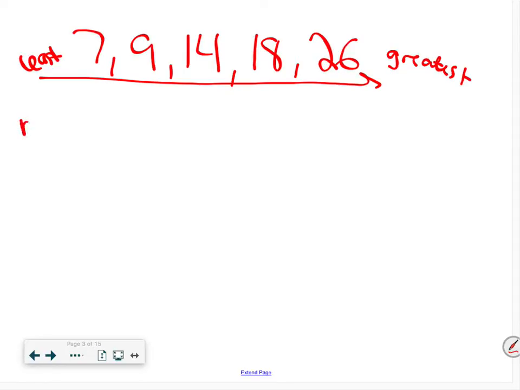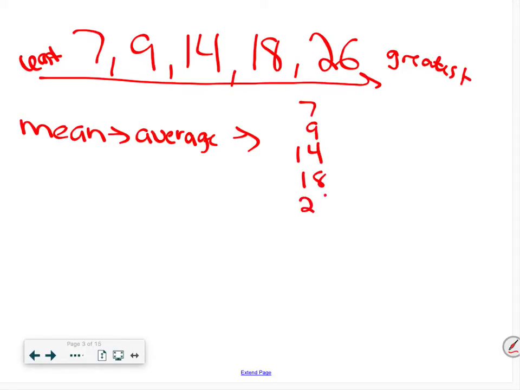In order to find the mean, we know that mean is just a fancy word for average. It means that you're trying to take the numbers and figure out, if you redistributed it, what each person would get. First, you have to add them all up. So if you have 7, 9, 14, 18, and 26, and you add them all up, I got 74.